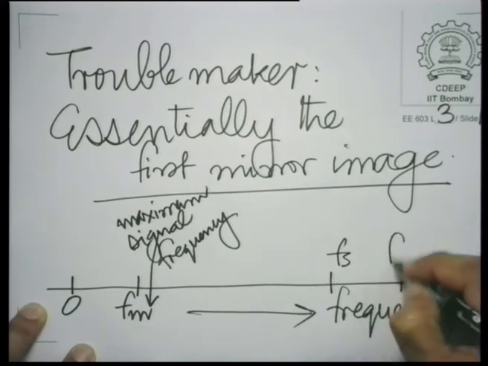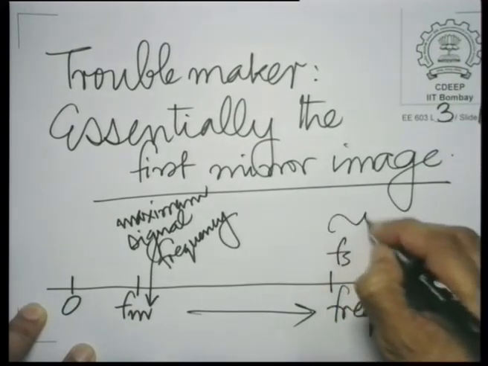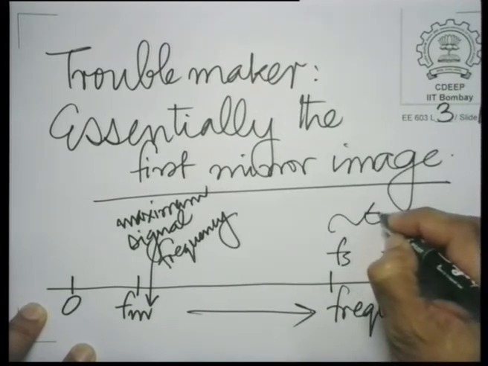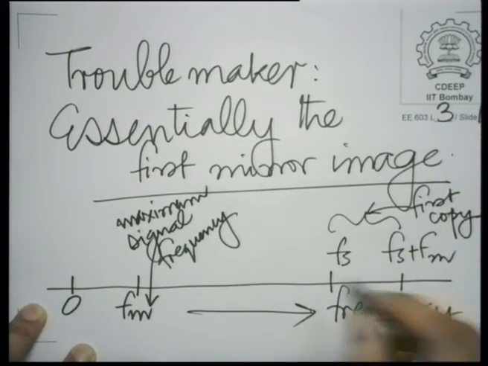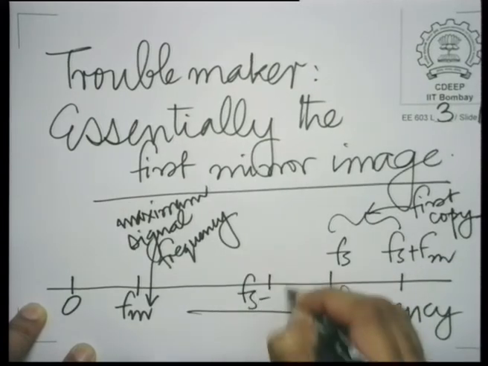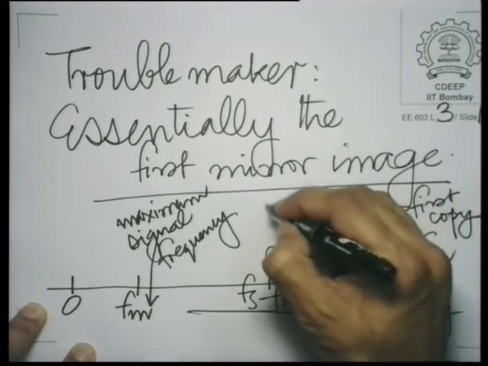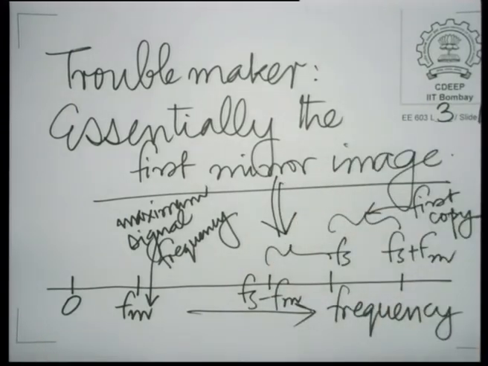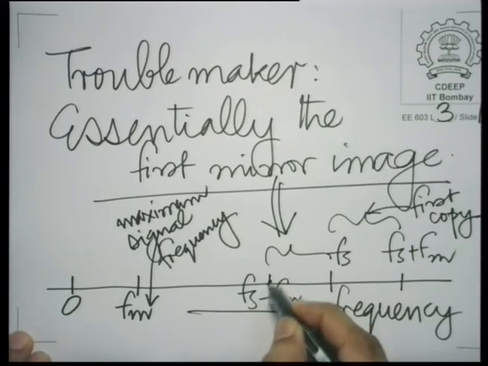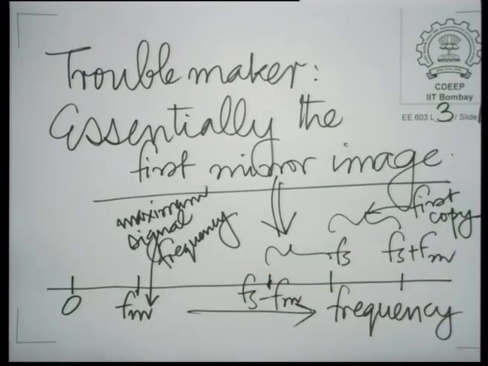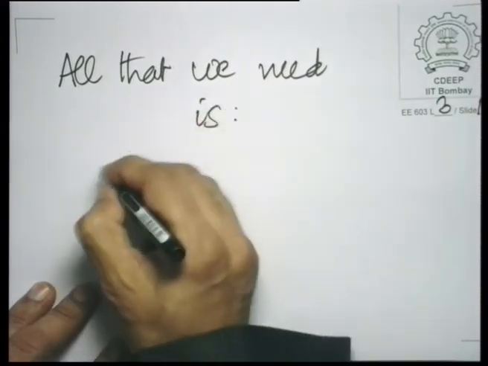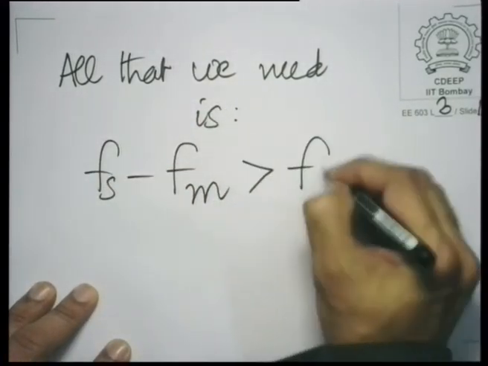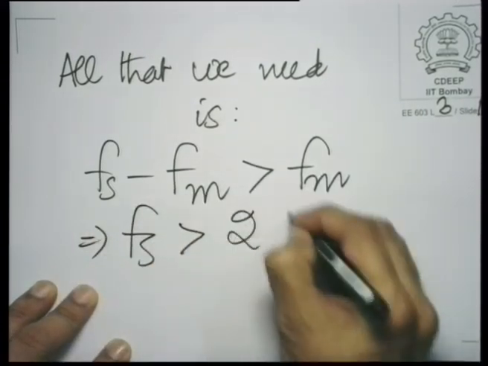So, the first mirror image occupies the range between Fs and Fs plus Fm. I am sorry, the first copy. The first copy occupies the range between Fs and Fs plus Fm, and the first mirror image occupies this range, Fs and Fs minus Fm. So, now we are very clear, as long as this point is after this point, we are okay. So, all that we need is Fs minus Fm should be greater than Fm, or Fs should be greater than twice Fm.